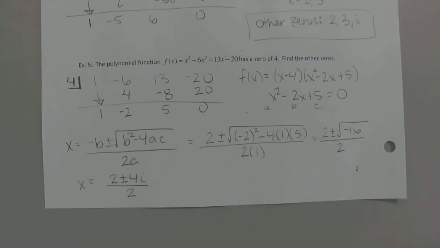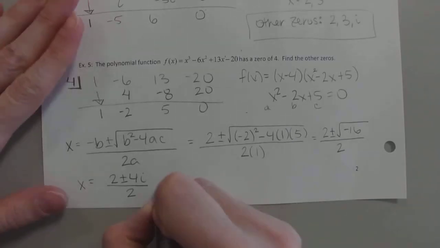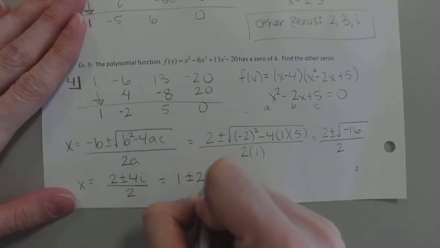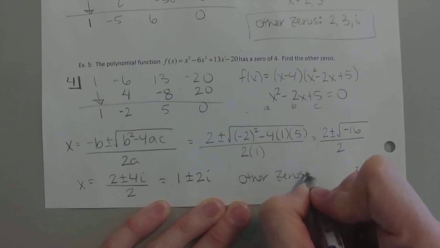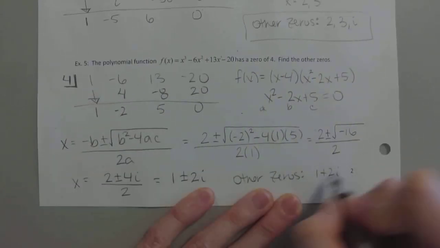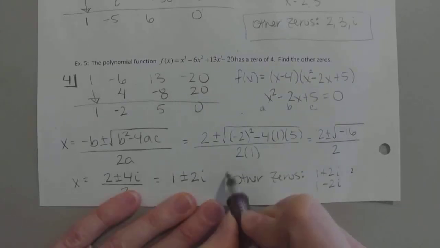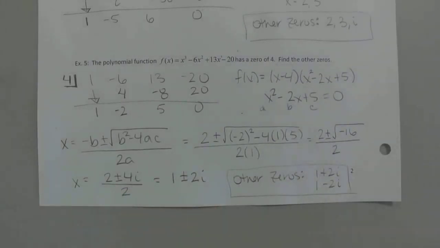So this is actually x equals 2 plus or minus 4i, all over 2. 4 because the square root of 16 is 4, and i because it was the square root of -16, right? And then what's the last thing we can do? Are all three things divisible by 2? Yes. So this is really 1 plus or minus 2i. Is that okay? So our other zeros are 1 plus 2i and 1 minus 2i. And doesn't that meet what we were told? If you have one, you have the others.